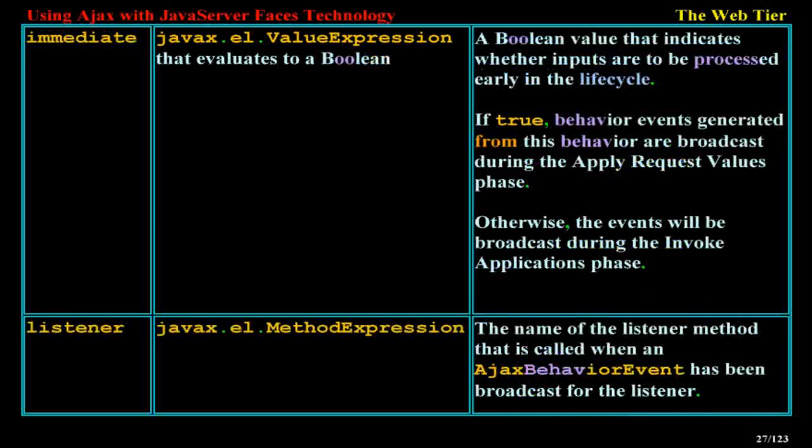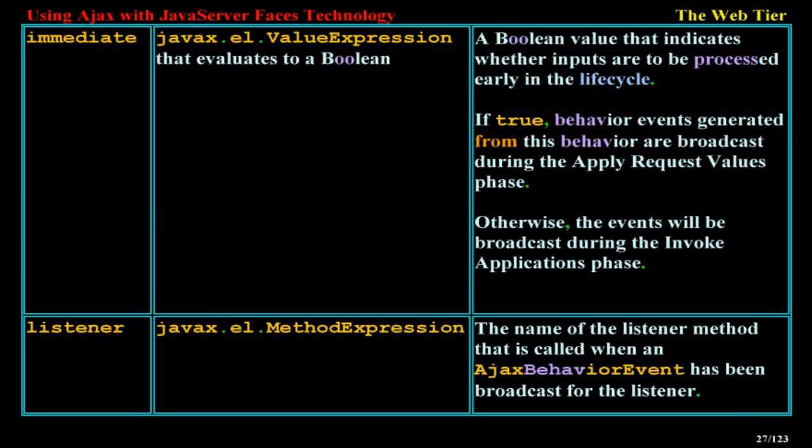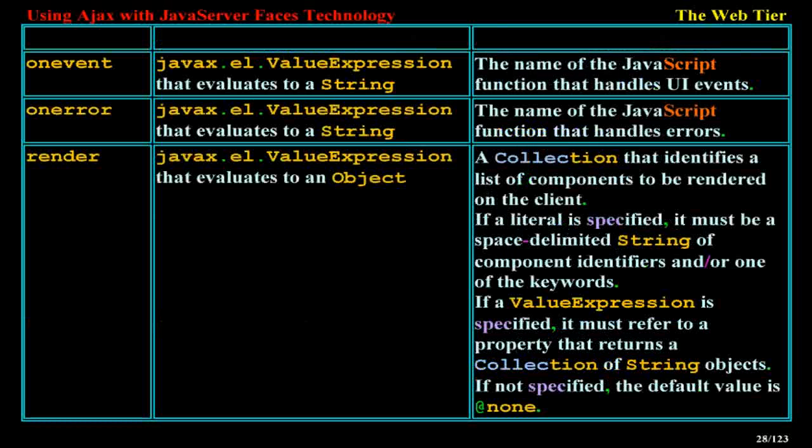Immediate, javax.el.ValueExpression. Value expression that evaluates to a boolean value that indicates whether inputs are to be processed early in the life cycle. If true, behavior events generated from this behavior are broadcast during the apply request values phase. Otherwise, the events will be broadcast during the invoke application phase. Listener, javax.el.MethodExpression. Method expression, the name of the listener method that is called when an Ajax behavior event has been broadcast for the listener.